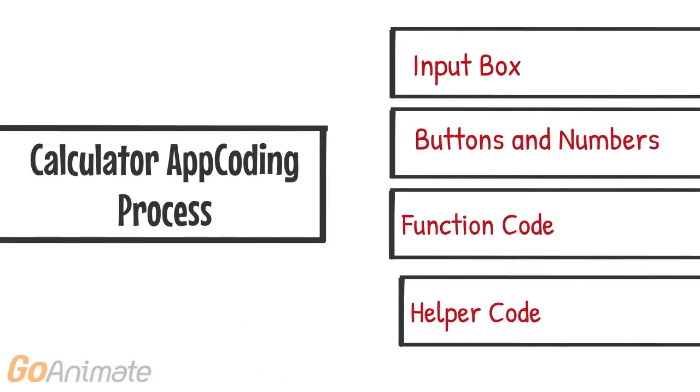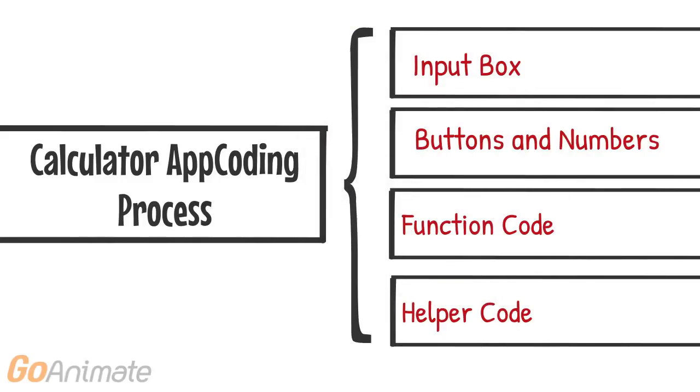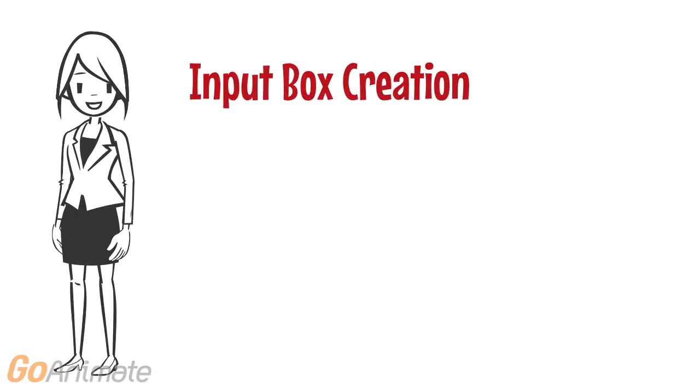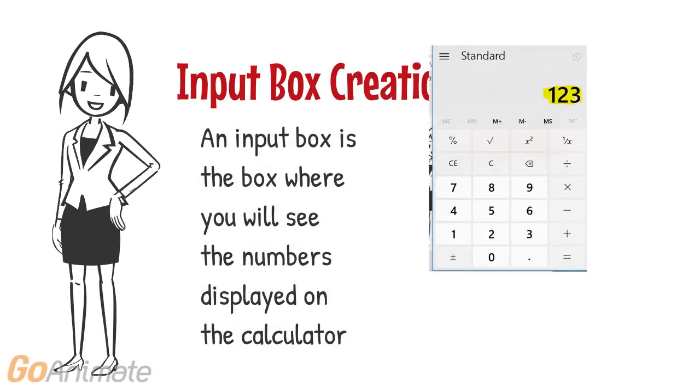The 4 steps of code are: first, we will learn the basic input code, then we will create the basic buttons and numbers of the calculator app, followed by functions and helper code. Input box creation. Here is where you will see the numbers you enter in the calculator.